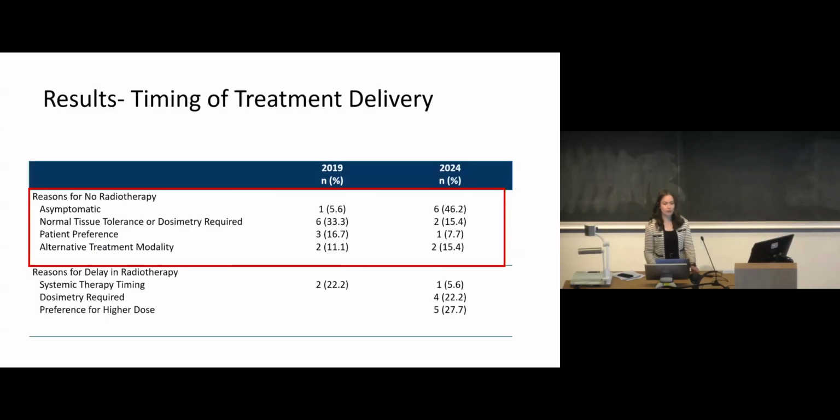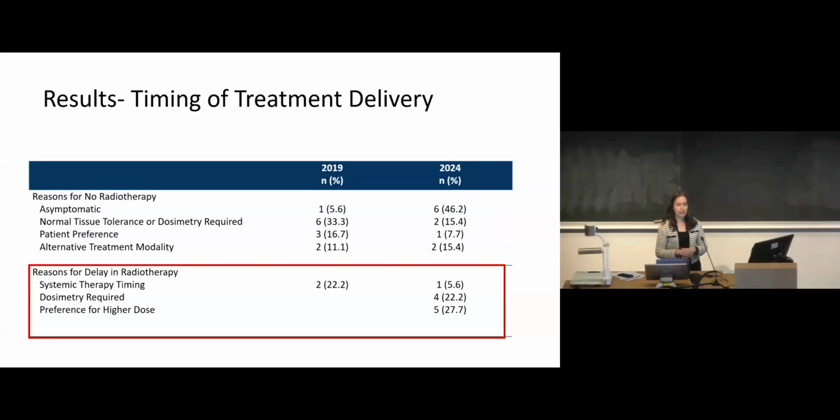For reasons why a patient would not have received radiotherapy during the rapid access clinic, this was most commonly either if the patient was asymptomatic or if they had had previous courses of radiation and the tissue tolerance of that area had already been met. And then for reasons for a delay in radiotherapy not being delivered on the same day as consultation, this could include the timing of their systemic therapy or requiring manual dosimetry for a more complicated plan.